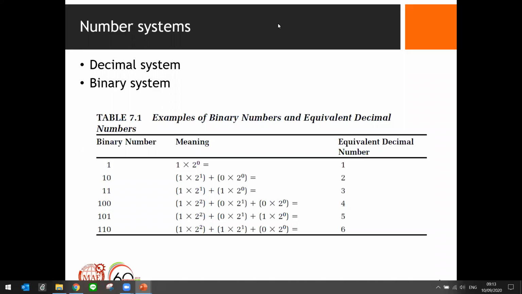Can anyone tell me, please, what exactly is the decimal system? Any idea on that? When we say decimal system, what exactly does that mean?